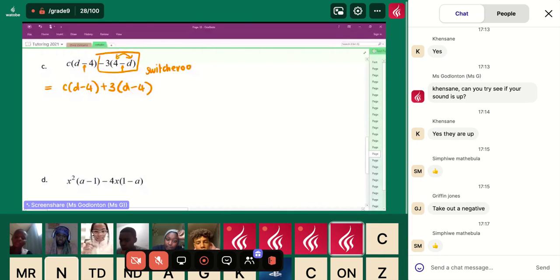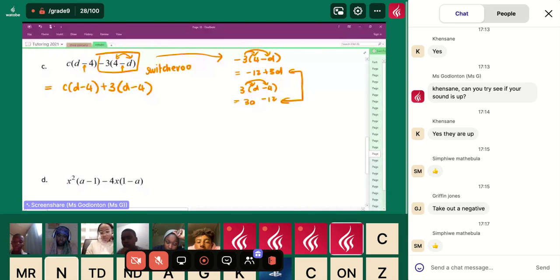And for anyone who's wondering why we can do that, if I asked you to multiply this in, you would get -12, and then you would get plus 3D. And if we write it the way we've written here, we've got 3 and then D minus 4. If I multiply that, I get my 3D and I get my -12, which is exactly the same as this. That's why we're allowed to do a switcheroo.